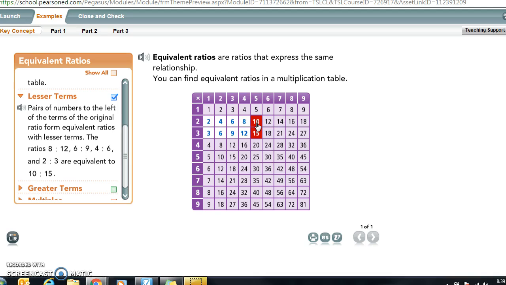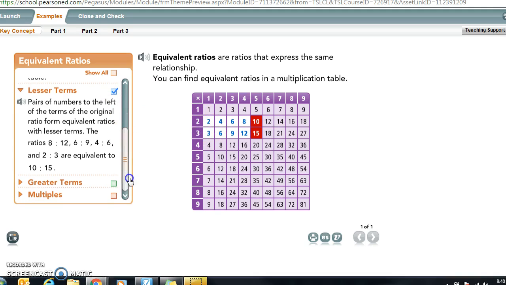So if I compare 10 to 15 to the left, 8 to 12, 6 to 9, 4 to 6, all will be equivalent ratios, and 2 to 3, because they all will go down to 2/3. They all simplify to 2/3. 10 15ths, 8 12ths, 6 9ths, 4 6ths, all simplify to 2/3.